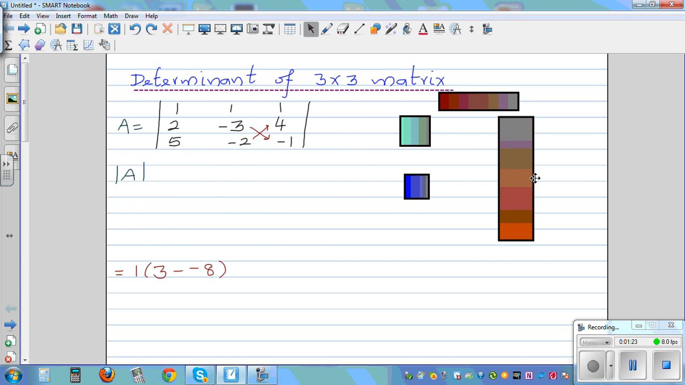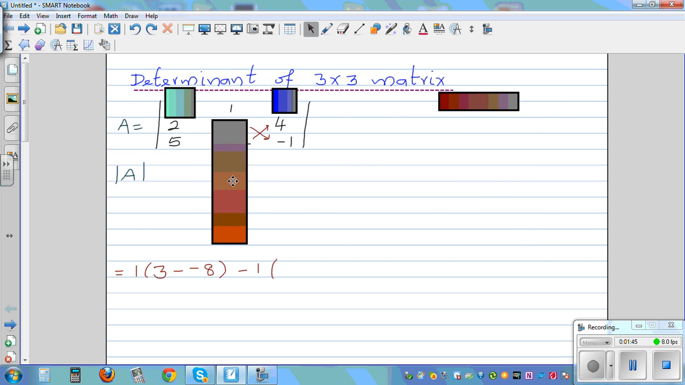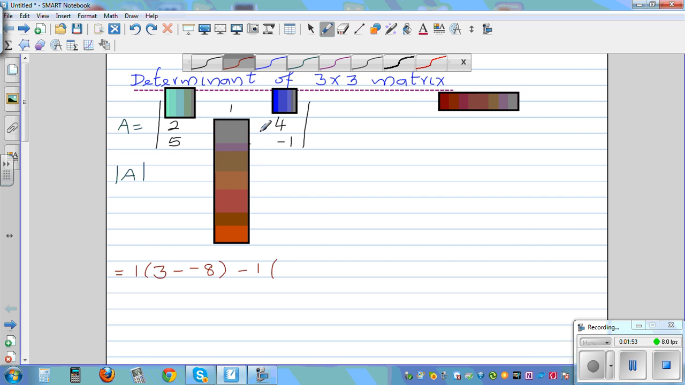Now the next is you have to put a minus for the next element. So you have to go minus 1 times, let me cover this 2. So you have to cover the other elements of that row, and I have to cover this. Okay, so what is it you can see? I can see you have to multiply this times this, take away this times this. So negative 1 times 2 times negative 1 is negative 2. Take away 5 times 4 is 20.